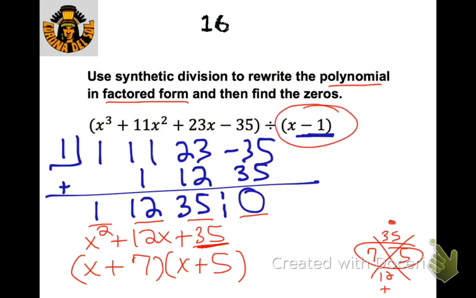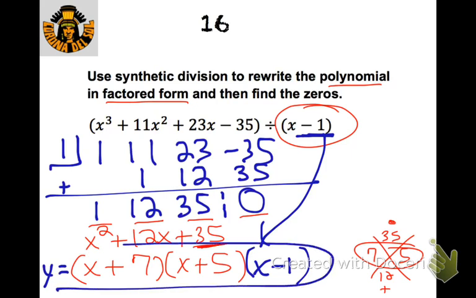And then, since you want to write this in factored form, you want to bring down this factor and put it right next to it. And then you can put a little y equals if you want to, and then that would be the factored form of this polynomial.